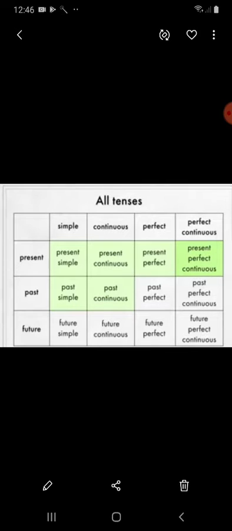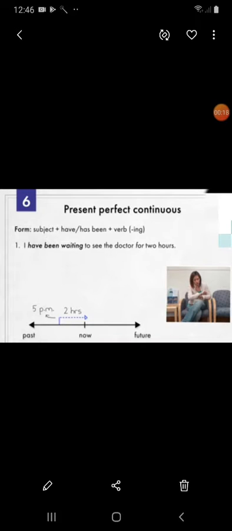Today we'll move on to the next tense, that is the present perfect continuous tense. And we make the present perfect continuous tense with the subject plus have or has been plus a verb in a continuous form, that is ing form. And if the subject is I, you, we, they, we use have. And if the subject is he, she, or it, we use has.